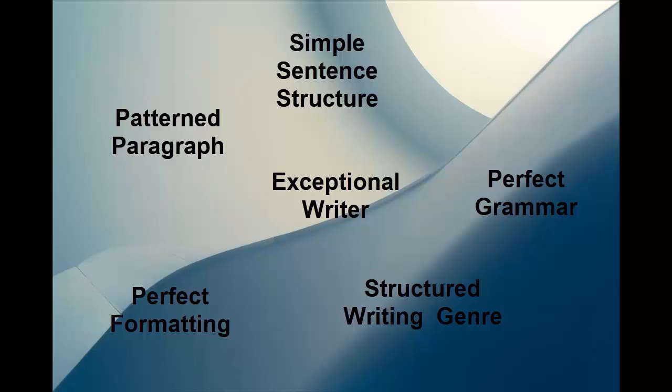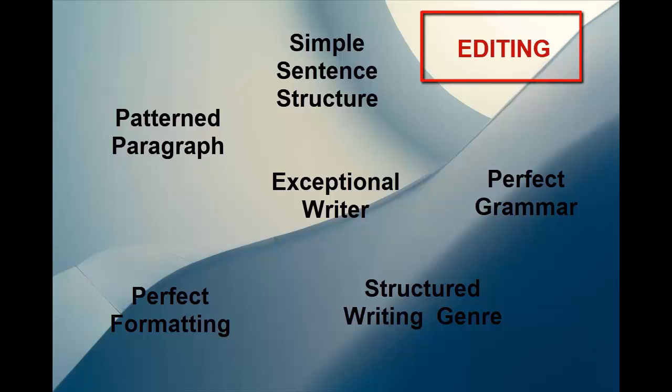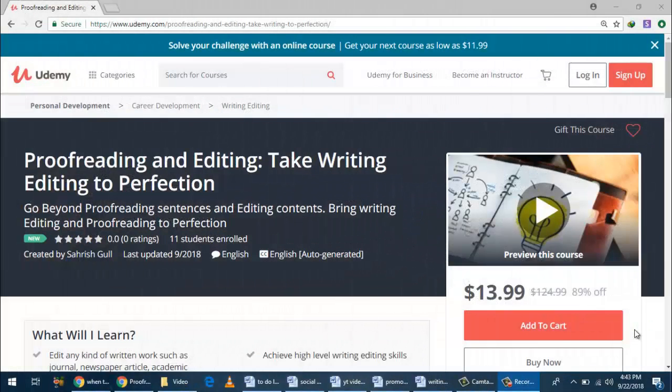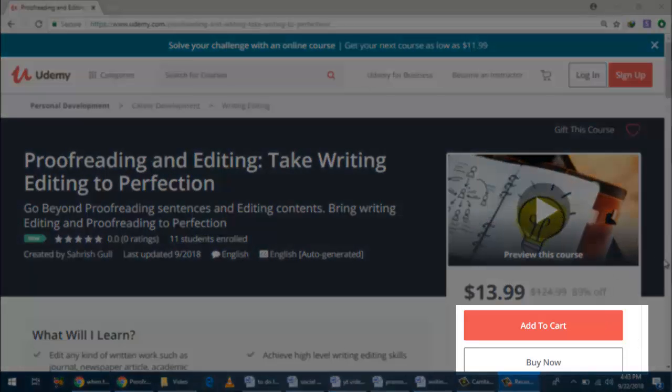If all these five elements are not available in a work, that work needs editing, and this is what you are going to learn in this course. A perfect work means perfect lead, perfect grade, and perfect position. If you want this level of perfection in your work, I recommend you jump into the course.